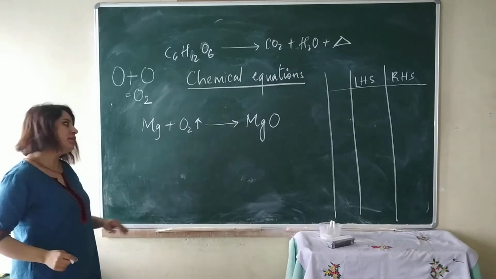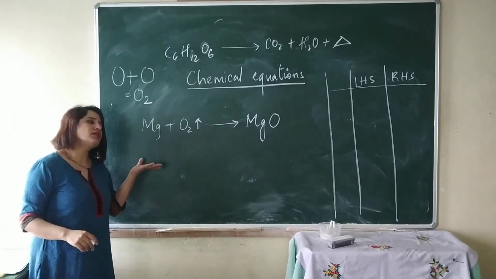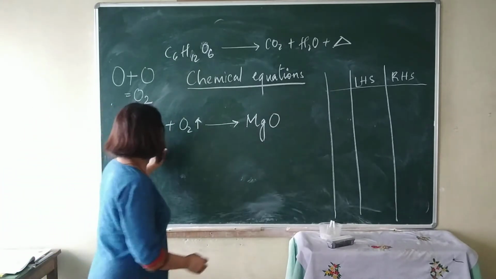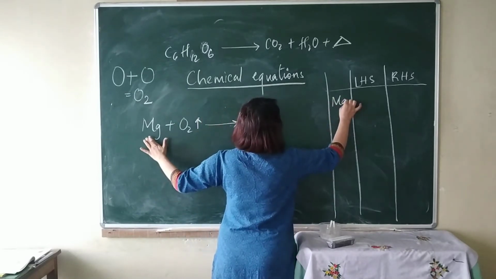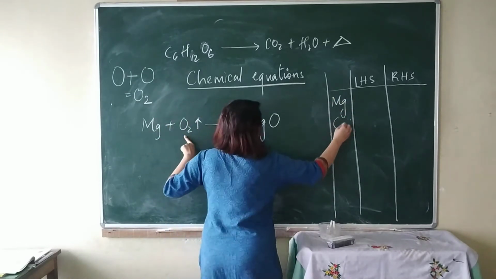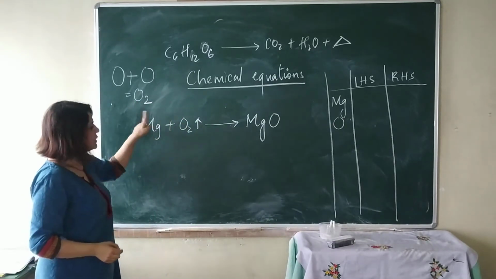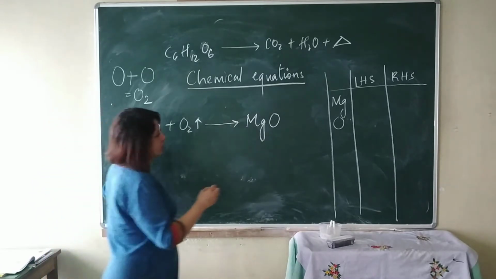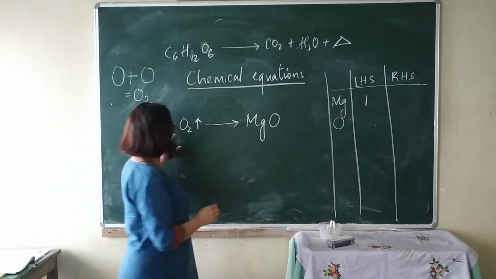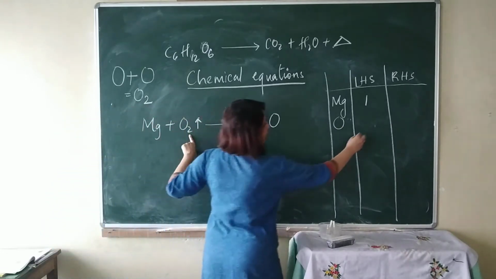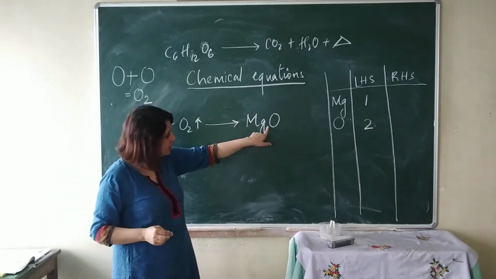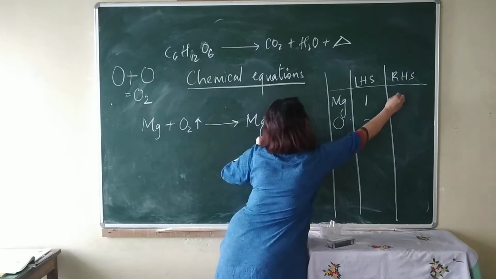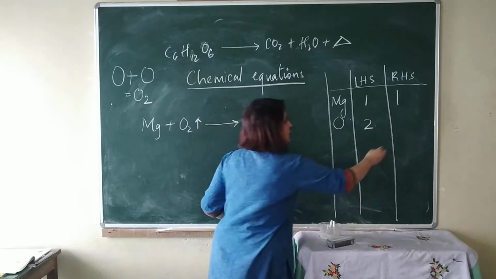Now let's find out how many elements are there on the left hand side and how many are there on the right hand side. The first one is magnesium and the next element is oxygen. Magnesium, since nothing is written, means 1. If nothing is written, it means 1. So magnesium, left hand side 1, oxygen is 2. Magnesium this side, see, the number has to be written here. Magnesium here, nothing is written, that means it is 1. Oxygen also, nothing is written, is 1.